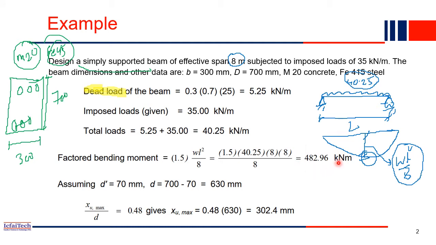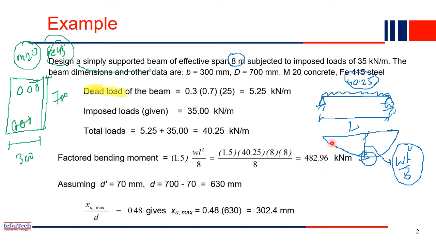So that much bending moment is acting at the center of the beam. We have to design the beam which should take that much bending moment. So the resistance moment of this beam should be at least this much. Ideally it should be more than this, right? But at least the resistance moment should be 482.96 kilonewton meter. Okay, so now we have got the maximum bending moment.